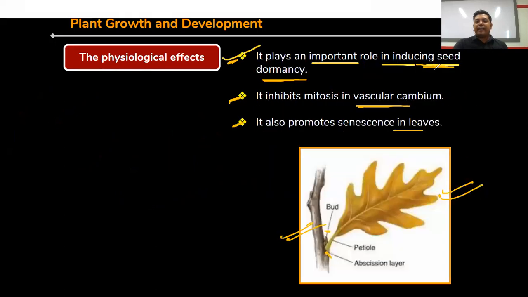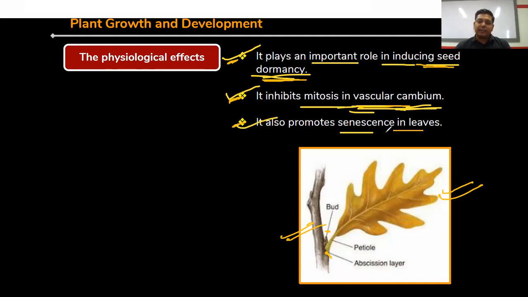It plays an important role in inducing seed dormancy. So obviously, seed dormancy is maintained by ABA, and seed germination or seed dormancy breaking is done by gibberellic acid or gibberellin hormones. Clear? It inhibits mitosis in vascular cambium. So ABA inhibits the mitosis processes of vascular cambium. Vascular cambium cells containing xylem and phloem are undergoing a lot of differentiation or mitosis, because cambium means they have meristematic activity. So these mitosis processes in vascular bundles are also getting inhibited by the ABA.